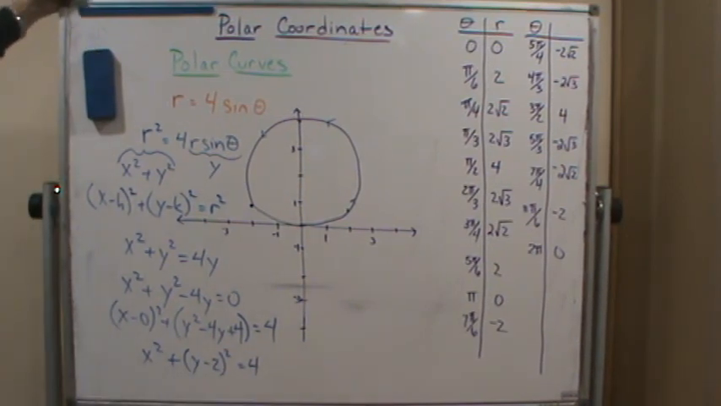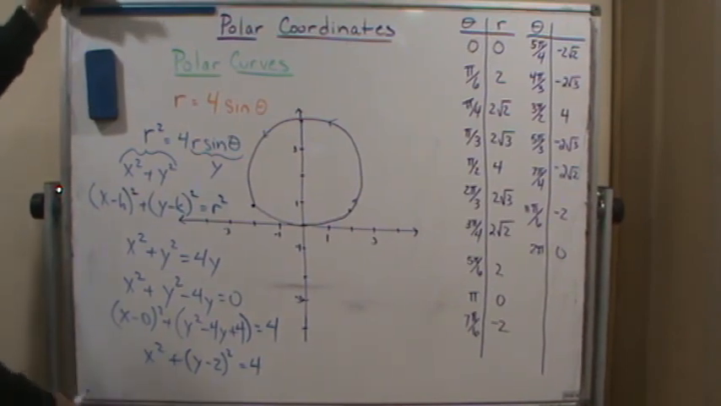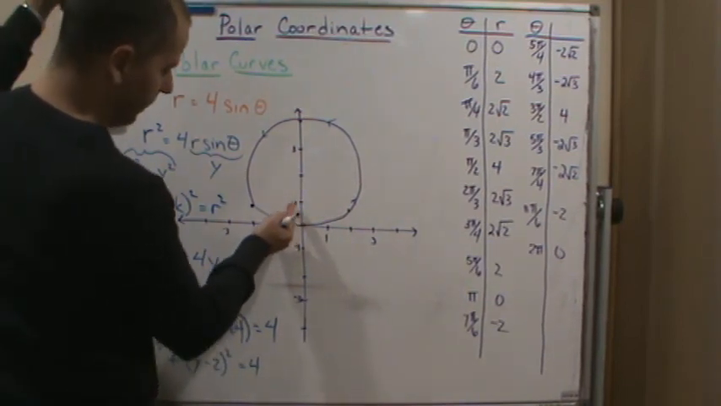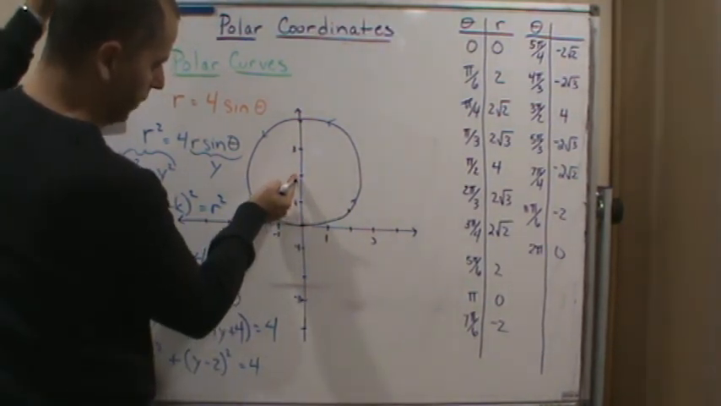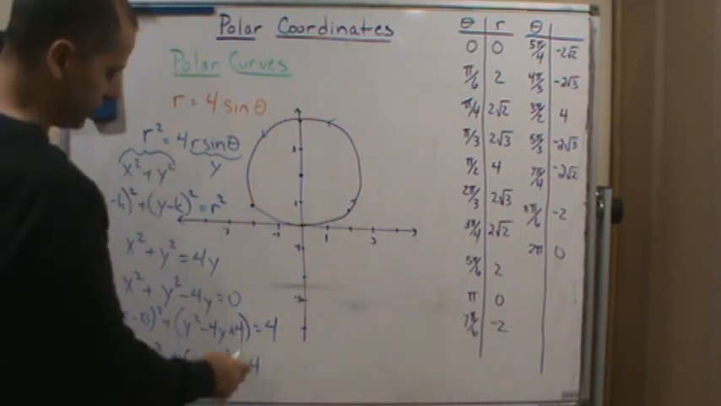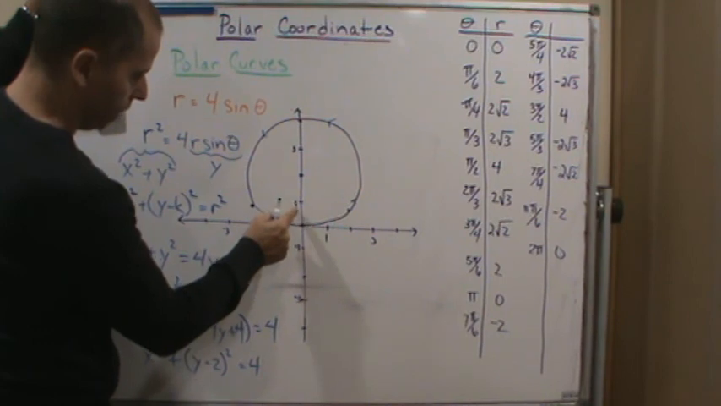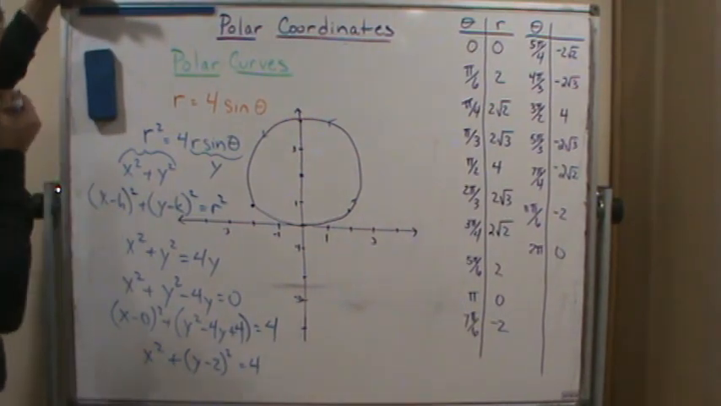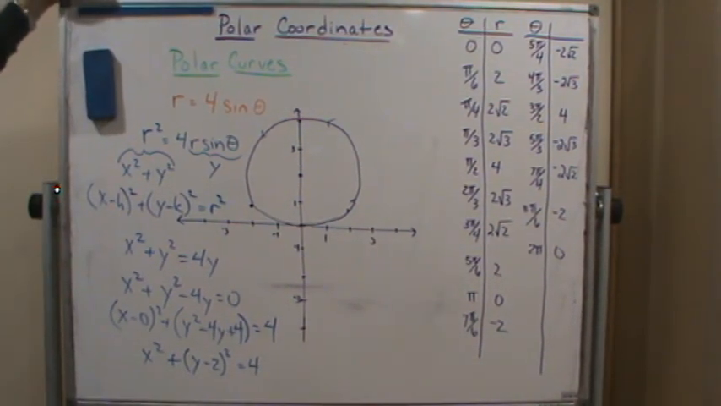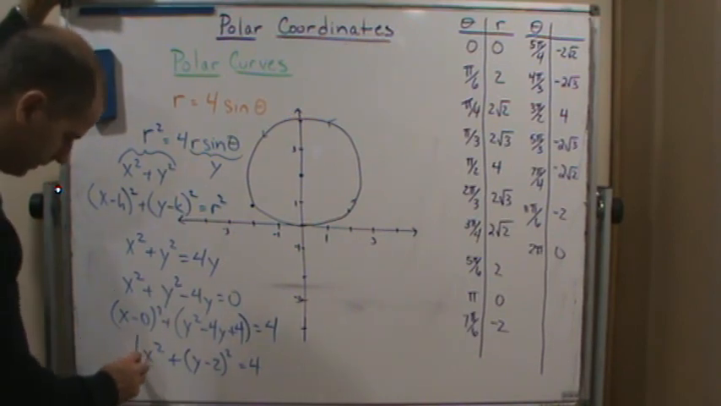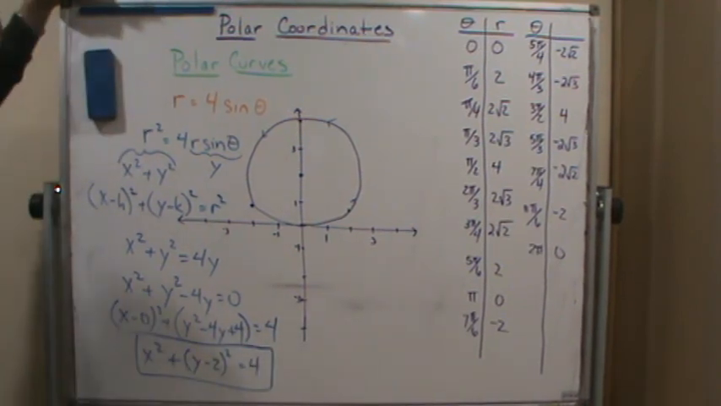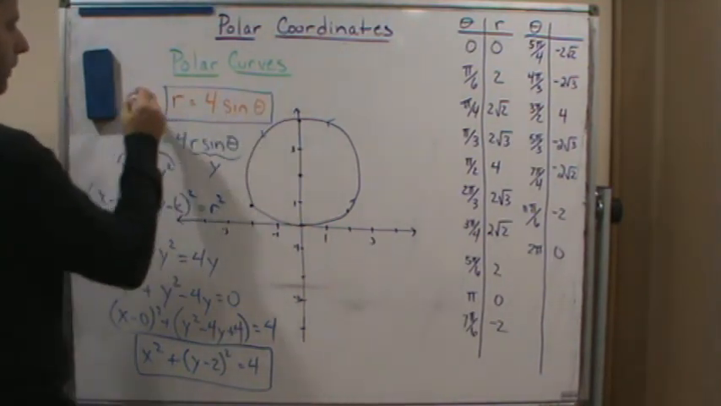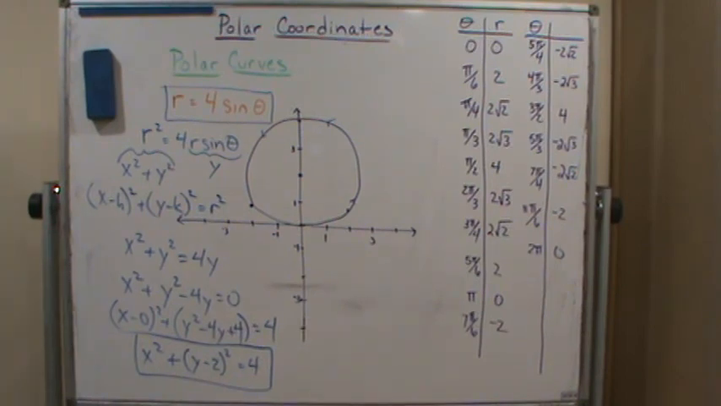And now we've got the equation of a circle. It has its center at 0, 2. Look at that. There's the center right there. And the radius is 2. 1, 2. So it works. This is in rectangular coordinates, whereas the other is using polar.